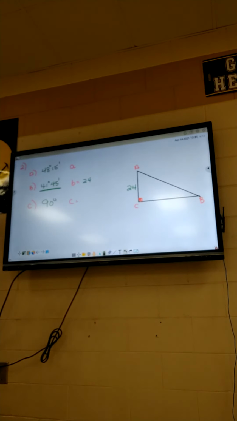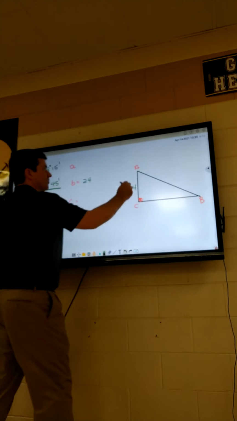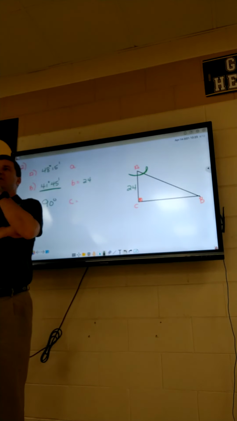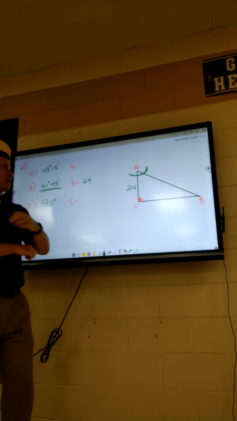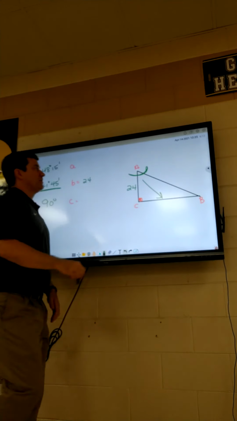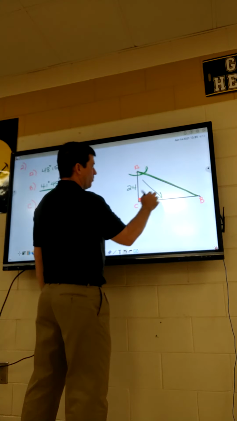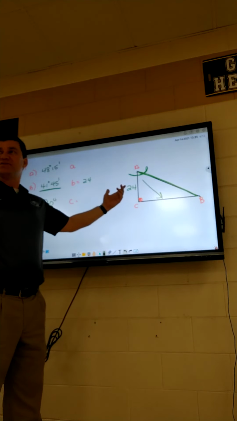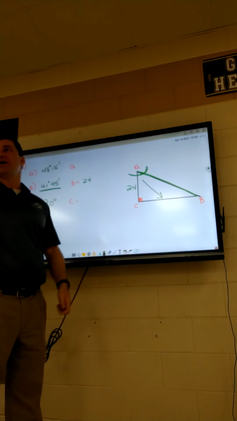All right, Savannah, so here's where you get stuck, right? We're going to look from A. Which side is 24 on? Opposite, adjacent, or hypotenuse? Opposite would be there. There's nothing on the opposite side. The hypotenuse is always across from the right angle. There's nothing there. The only one that's left is adjacent. So it's on the adjacent side.